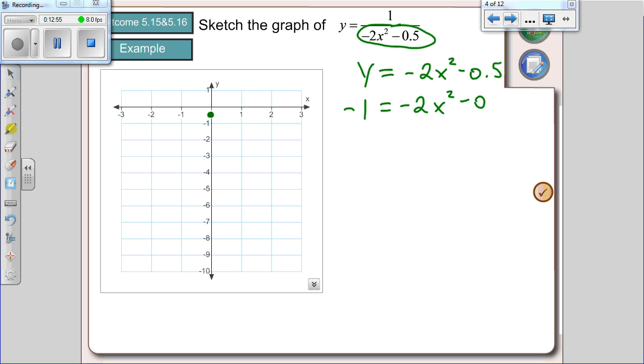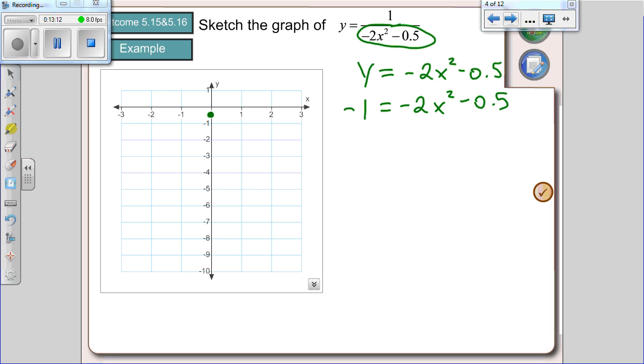I thought invariant points were always the y value will always be negative 1 and 1, but the x value can be anything. So it could be here, it could be here, it could be here, but it's anywhere on that.